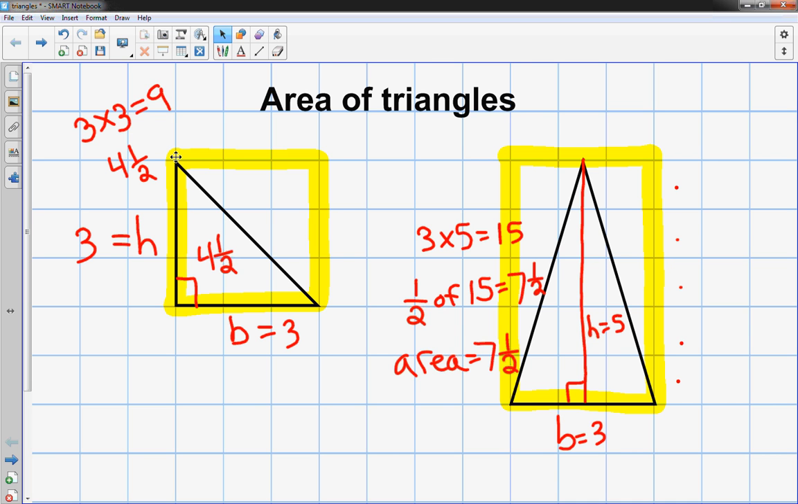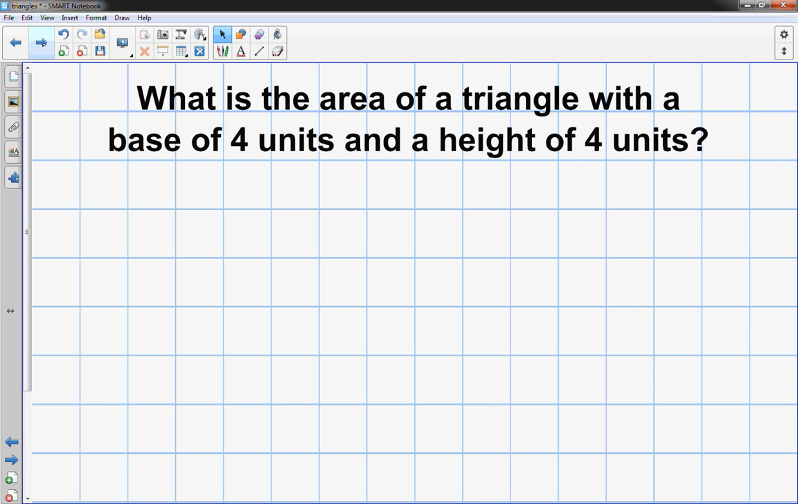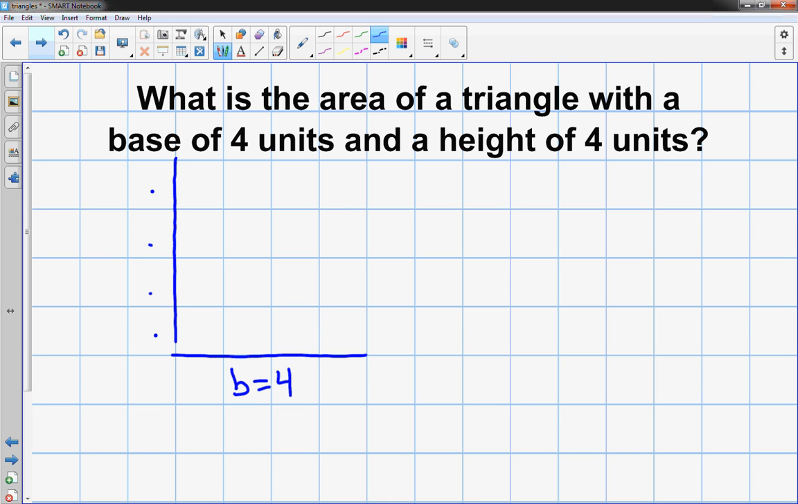Triangles are a bit tricky because people forget they're half of the rectangle. So we're going to draw some and then find the area. In our little book that I gave you guys, what is the area of a triangle with a base of 4 units and a height of 4 units? So let's draw that out. And the base is equal to 4, and a height, 1, 2, 3, 4. That has a height of 4.